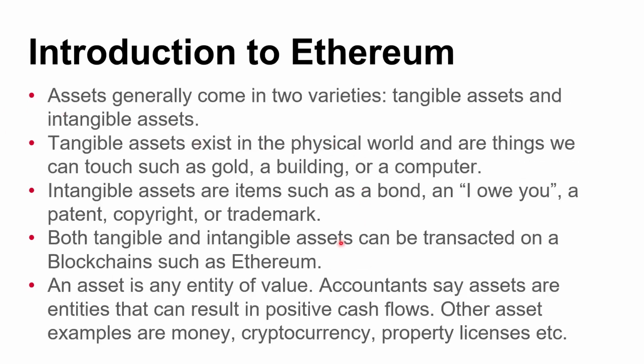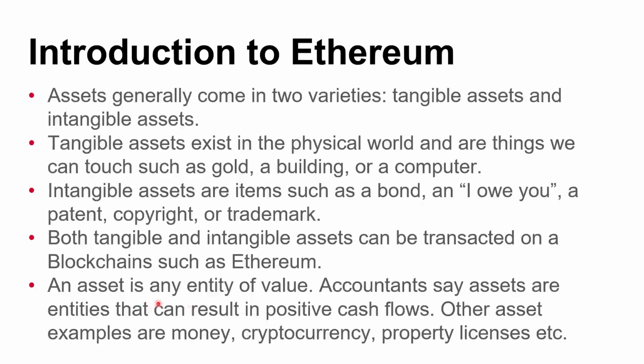Assets generally come in two varieties, tangible and intangible. So a tangible asset is something physical that we can touch, hence the name. So things like precious metals, homes, buildings, computers, laptops, phones. Intangible assets are things like an IOU, or a patent, or a copyright, or a trademark, or even computer files. Both tangible and intangible assets can be transacted on a blockchain, and we can use Ethereum for that.